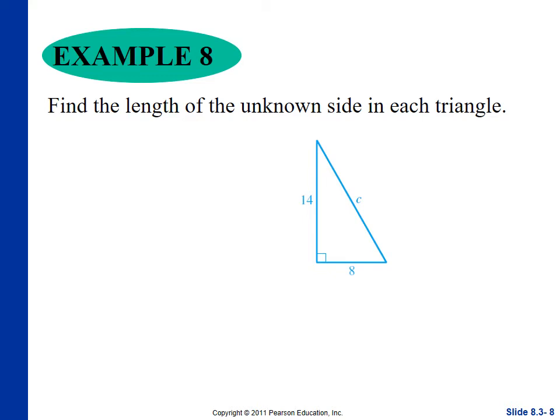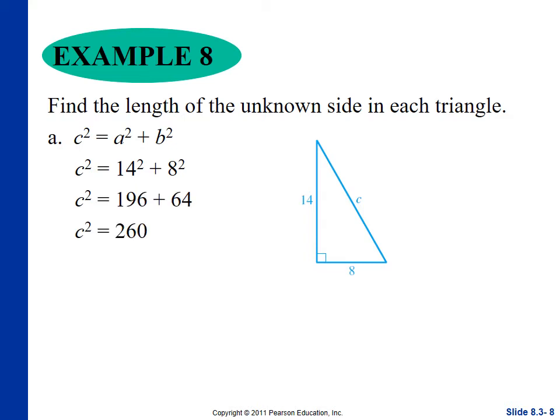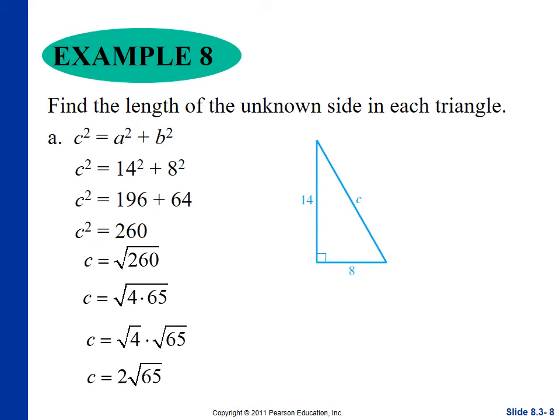Anyway, we need to find the unknown length of the side in each triangle. The formula is c squared equals a squared plus b squared. So c squared equals 14 squared plus 8 squared. That's 196 plus 64, so c squared equals 260. We want to know what c is, so we take the square root of each side. c is the square root of 260, which is the square root of 4 times 65, 4 being a perfect square. So c is equal to 2 times the square root of 65.